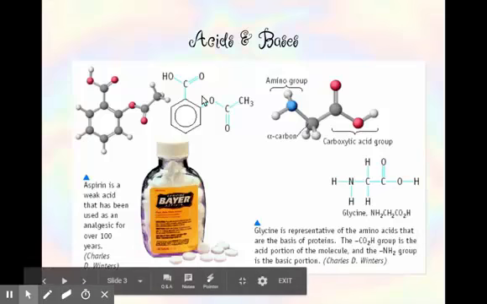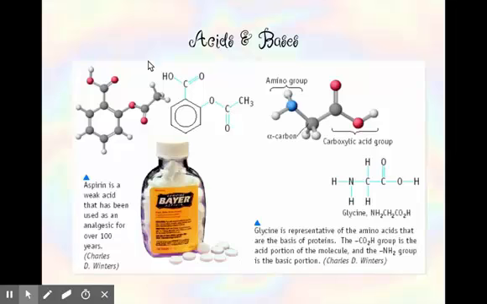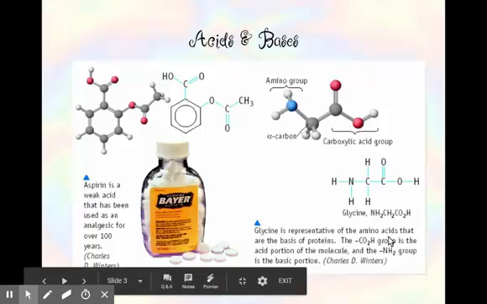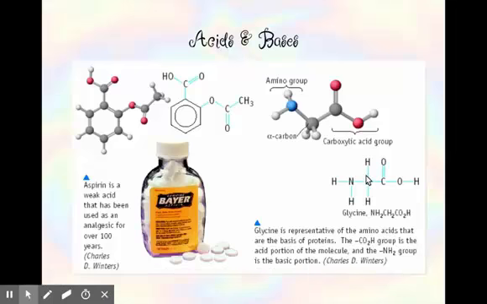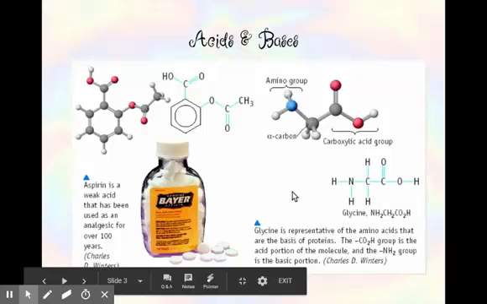Another one that you may have used before was aspirin. So aspirin is actually called acetylsalicylic acid, which structure is here. So again, it's a weak acid. We use it as a medication. Glycine as well is an amino acid, has both an acid and a basic group on it. But it's found in a lot of beauty products and stuff like that. If you see glycerin on the label, that's what the structure is.